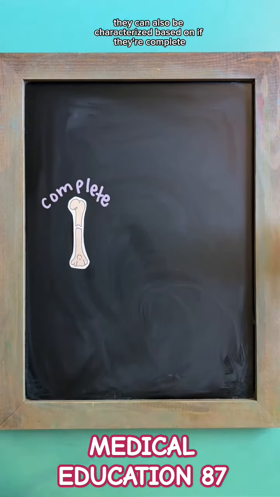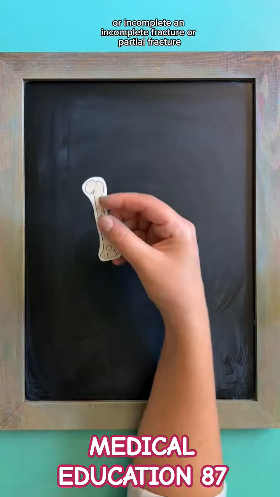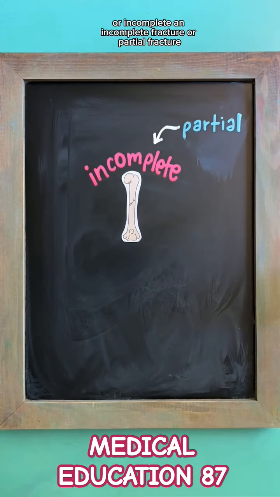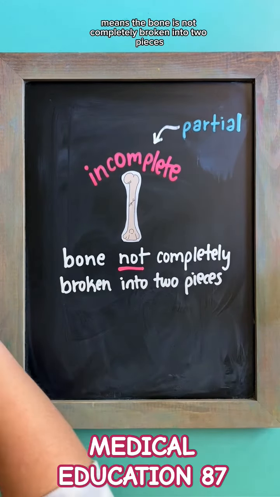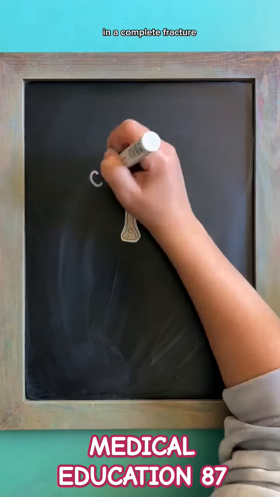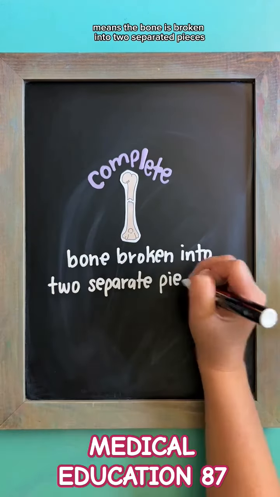They can also be characterized based on if they're complete or incomplete. An incomplete fracture or partial fracture means the bone is not completely broken into two pieces. It's still partially intact. And a complete fracture means the bone is broken into two separated pieces.